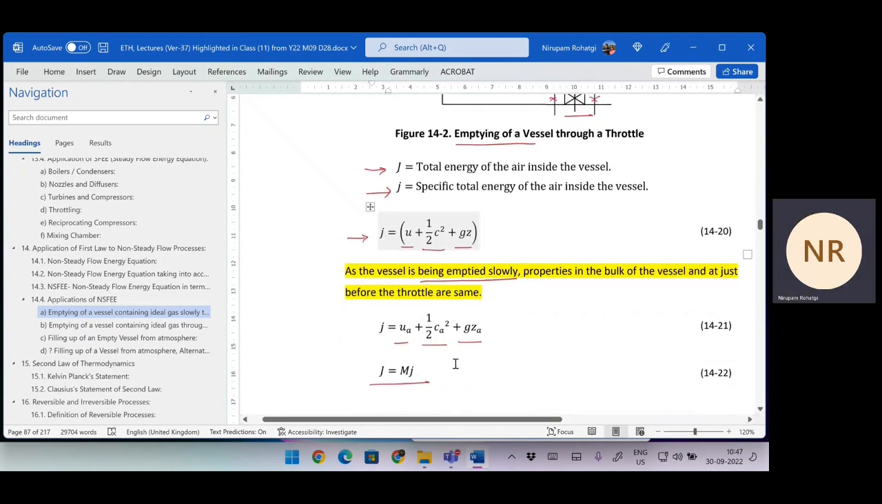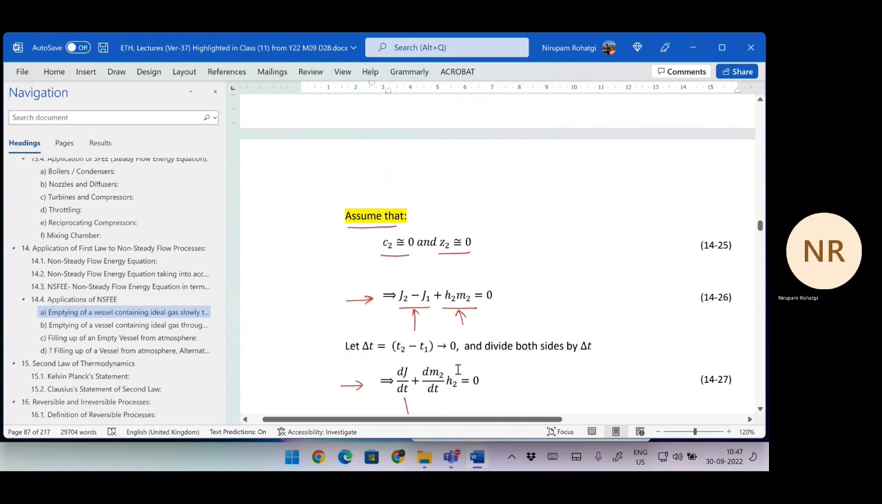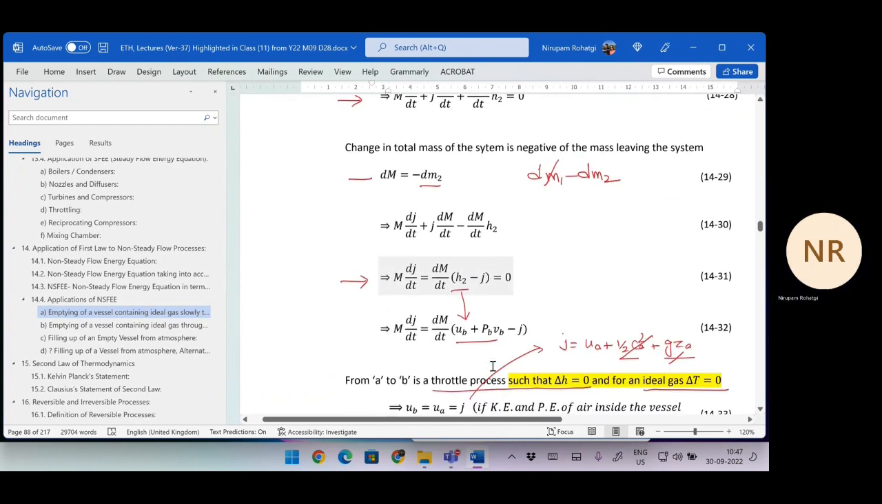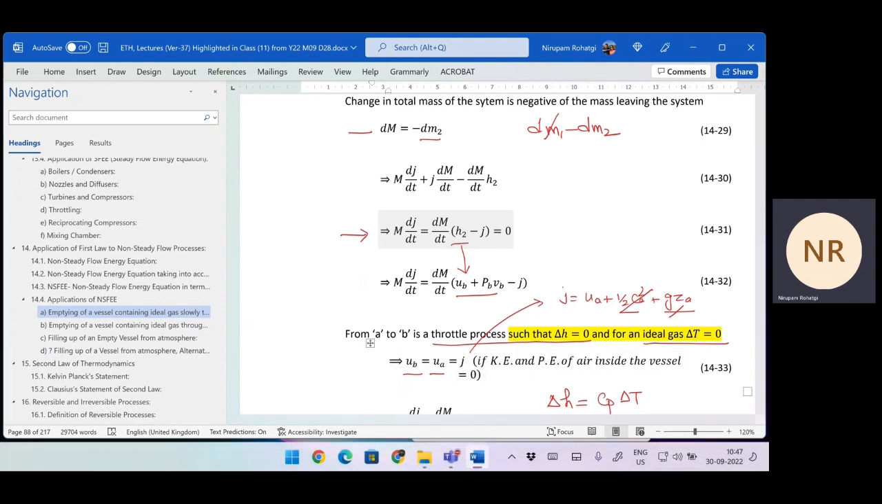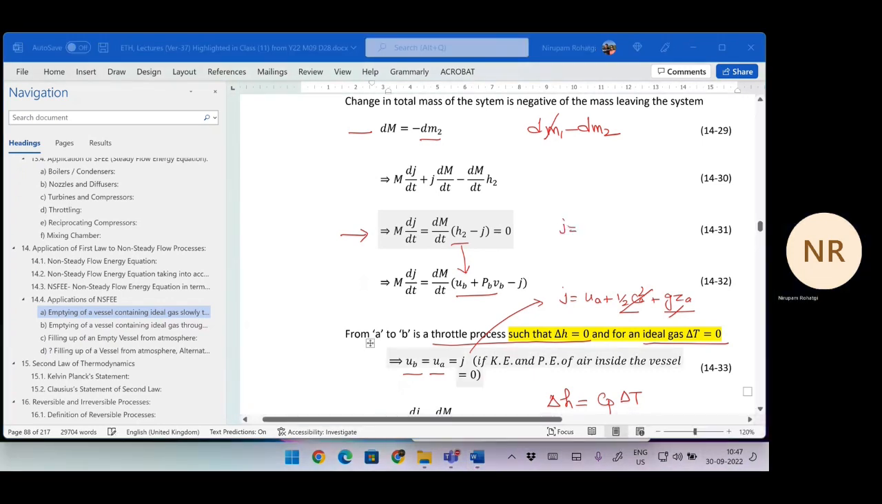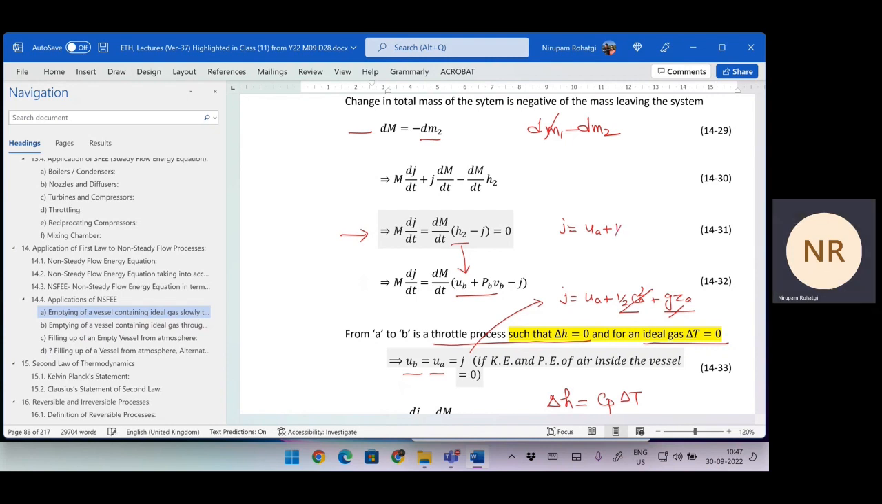Yes, here we had done this. See, J is actually equal to UA plus you have specific kinetic energy, half Ca square, plus g ZA. Now these two we are ignoring, so it is equal to UA. But UA is equal to UB because it's an ideal gas. In throttling there is no change in temperature, so the internal energy will remain the same on both sides. Okay, so that is why it is good.